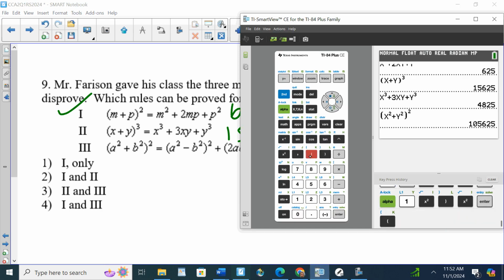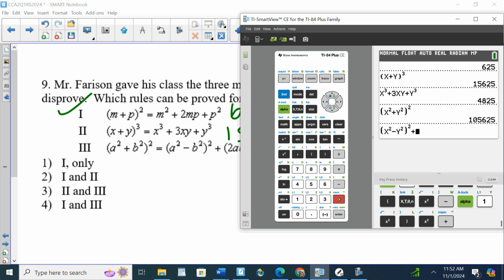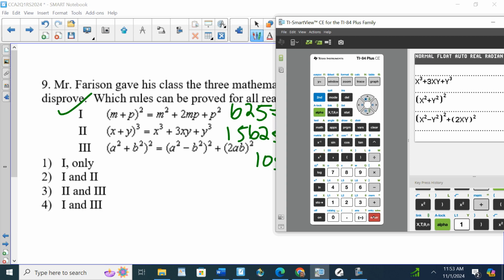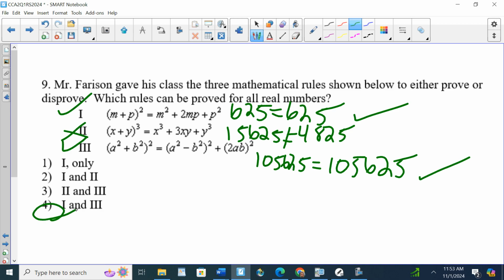And we've got x squared minus y squared, squared, plus 2xy squared is 105,625. Yeah, it matches. We're good, we're good, we're good. 1 and 3 worked. That's your answer.